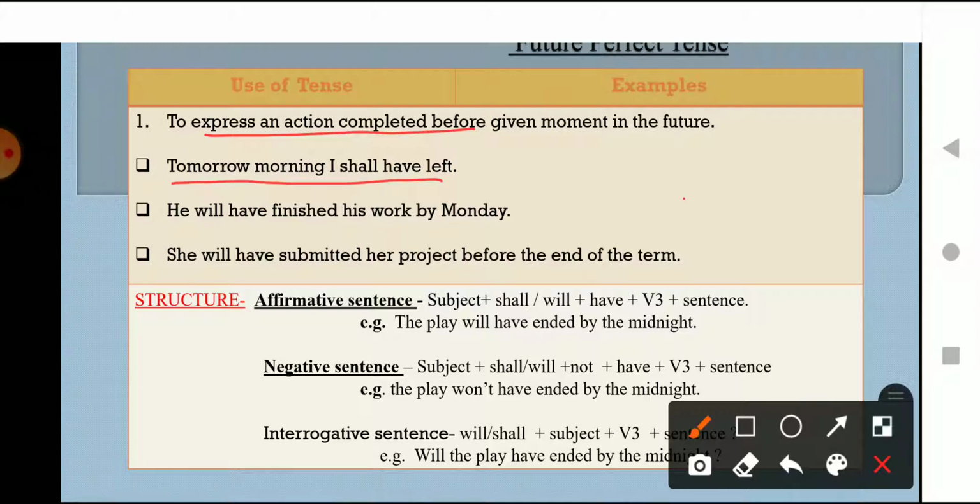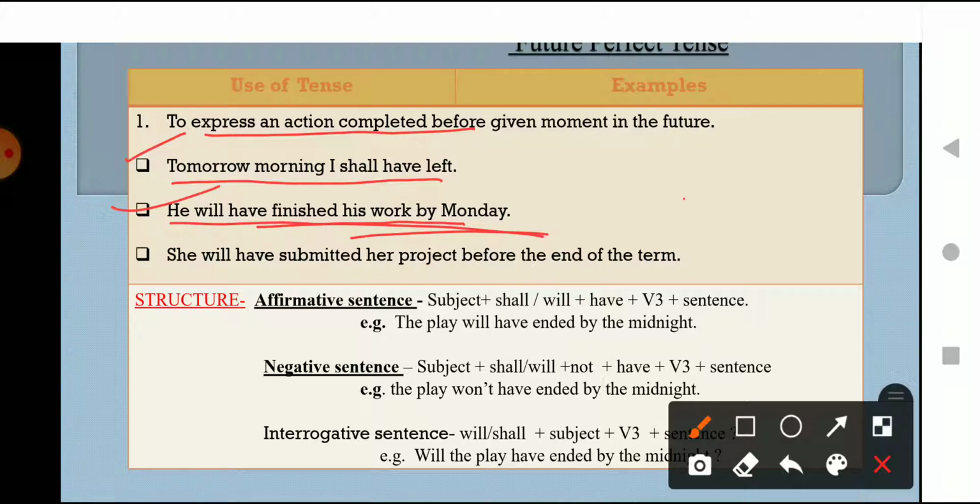Tomorrow morning I shall have left. That is the first example. The second example is he will have finished his work by Monday. This shows that the action is being completed before a given moment in the future.